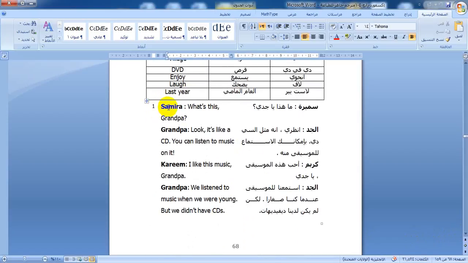Samira: What's this, Grandpa? Grandpa, look, it's like a CD. You can listen to music on it. Kareem: I like this music, Grandpa. Grandpa: We listened to music when we were young, but we didn't have CDs.